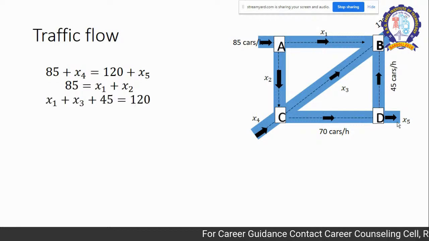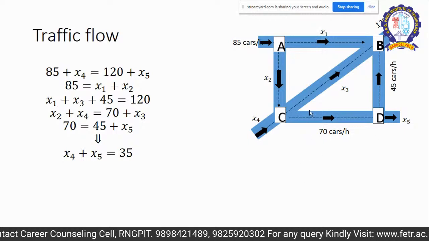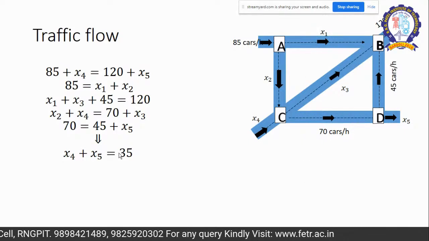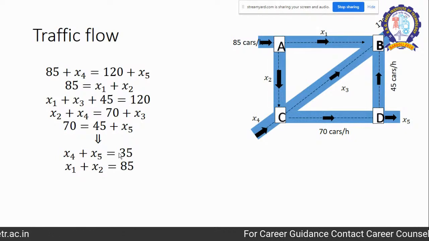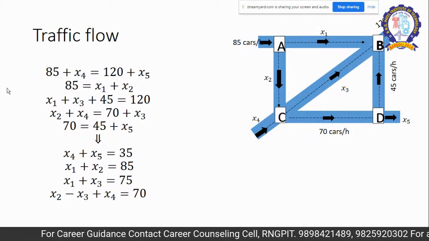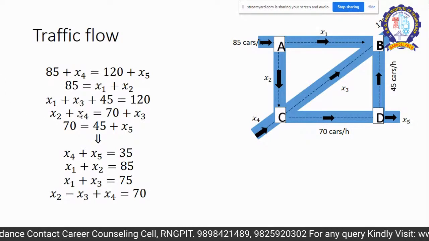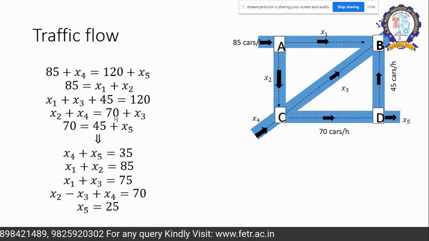So we are just converting into equation form. X4 plus X5 equal to 35. Second, X1 plus X2 equal to 85. The third one is X1 plus X3 equal to 75. Next one is X2 minus X3 plus X4 equal to 70. And the last one is X5 equal to 25.